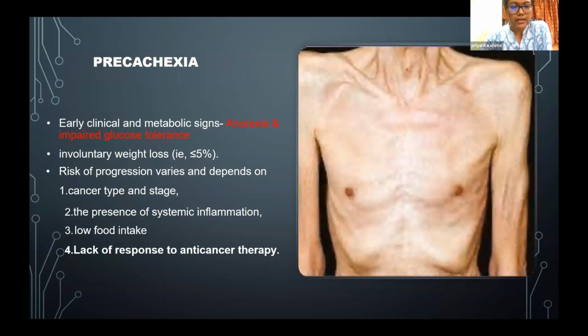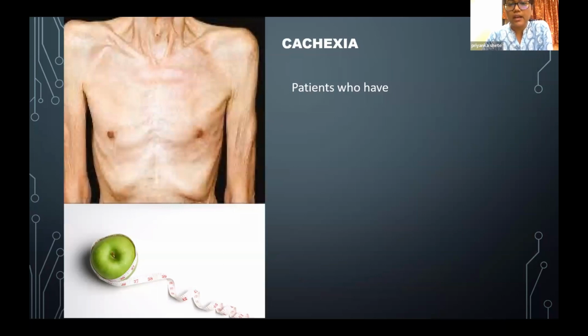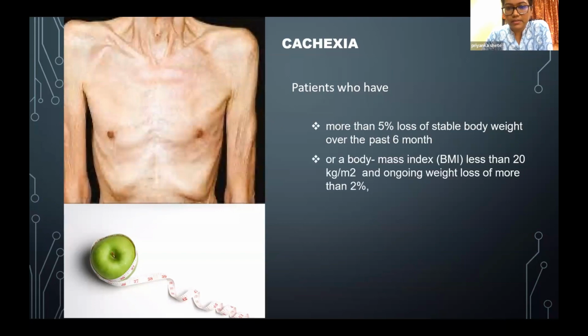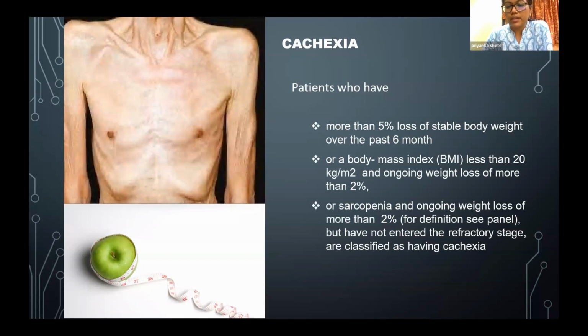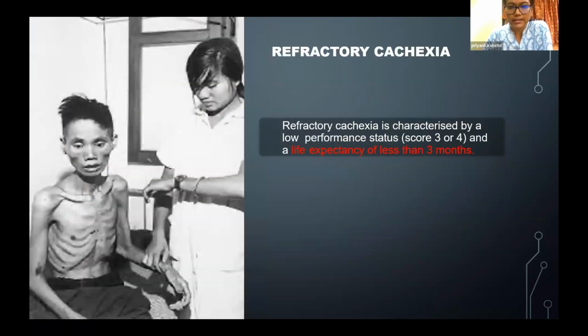The risk of progression varies and depends on the cancer type and its stage, the presence of systemic inflammation, low food intake, and lack of response to anti-cancer therapy. Then cachexia: patients who have more than 5% loss of stable body weight over the past 6 months, or BMI less than 20 and ongoing weight loss of more than 2%, or sarcopenia and ongoing weight loss of more than 2% but have not entered the refractory stage, are classified as cachexia.